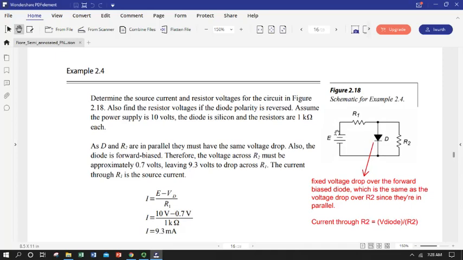So here's the positive terminal of my battery. Current's going to flow out of that. It's going to flow clockwise. Yep, diode's in forward bias. Otherwise it'd act like an open. This would be real simple.